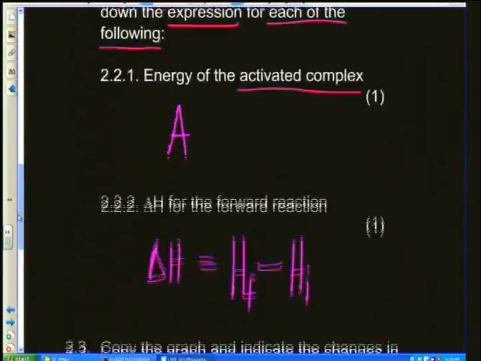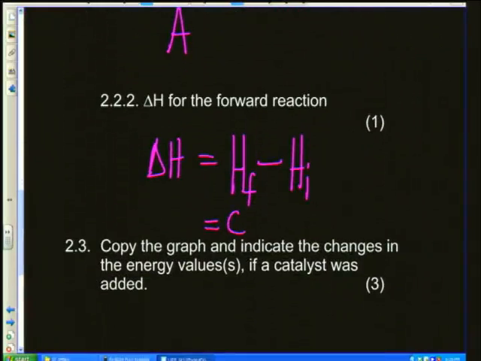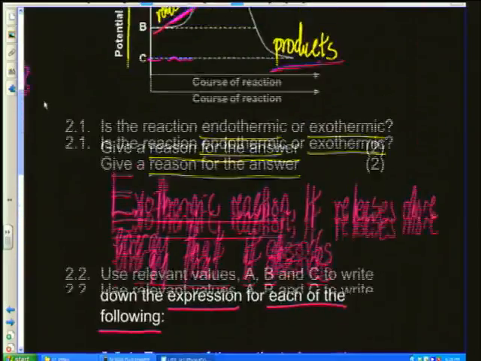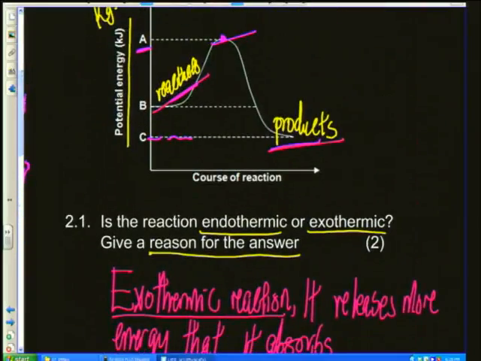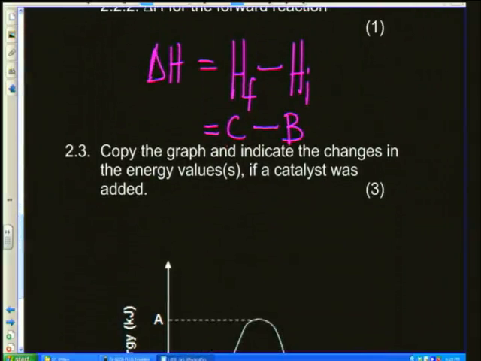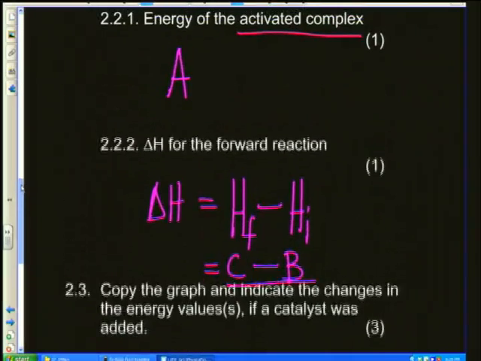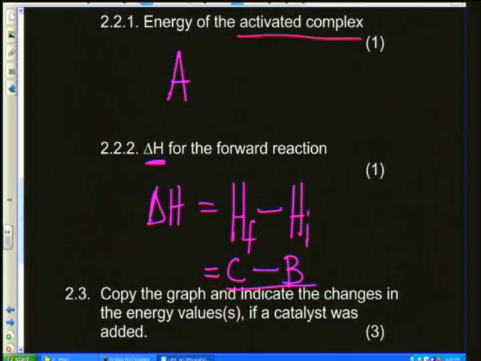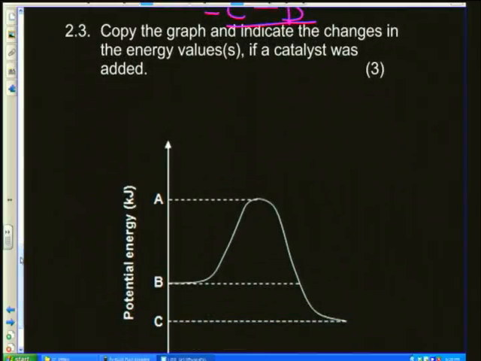So we can safely say it is C minus. What do we have for the reactants? We have got B. So you can say C minus B. This actually represents the delta H for the forward reaction. I hope you get that one straight. Now, let's go and look at the next question. The next question reads as follows. They say, copy the graph and indicate the changes in the energy values if a catalyst was added.